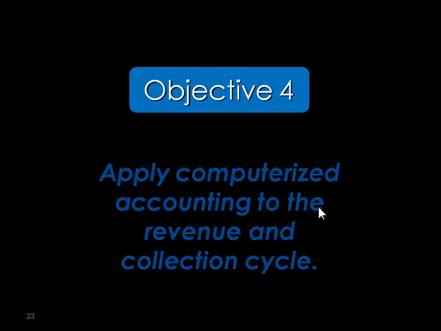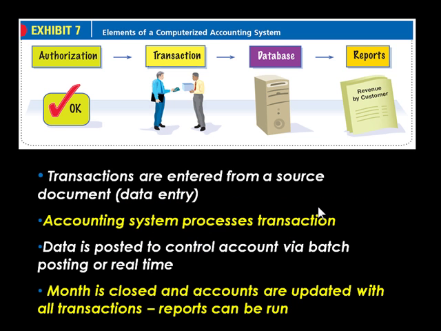The fourth objective is to apply computerized accounting to the revenue and collection cycle, just as an example. So let's say you weren't doing it by hand, you were doing it through a computer. The process is that transactions through a computer are authorized, entered, processed, and then reports are spit out. That's really high level. So just to give you a little bit more detail, transactions are entered from a source document. So I'm going to use my healthcare example.